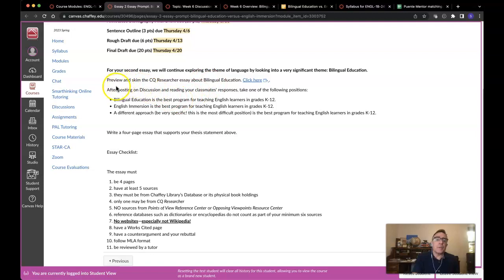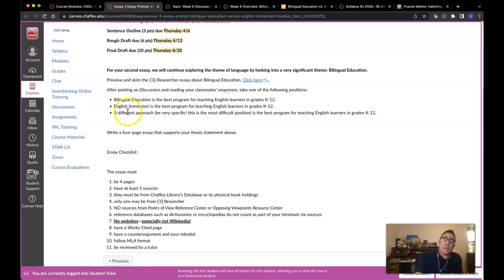Basically, I'm asking you here, once again, to read the CQ Researcher essay about bilingual ed. And again, those first six sections are going to be sufficient for where we are now. So don't feel like you have to do more than that.